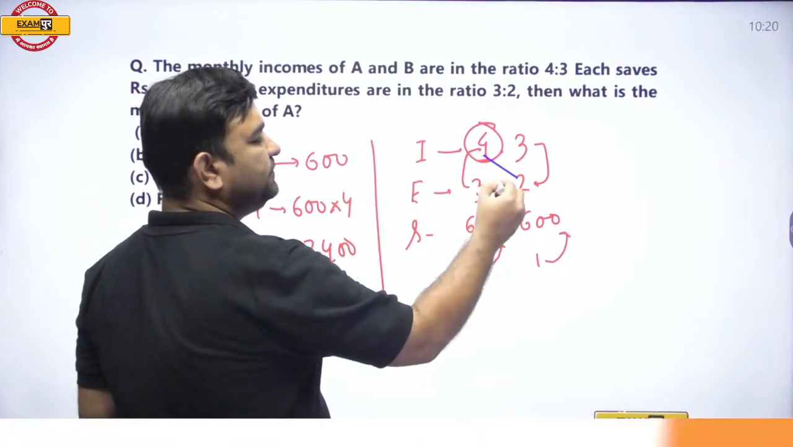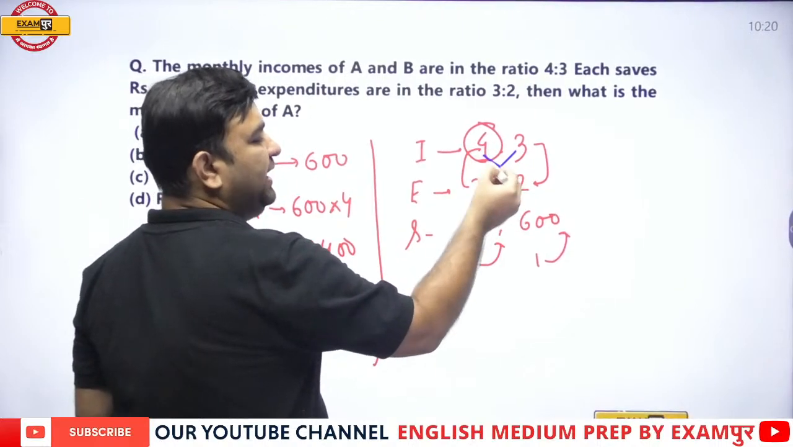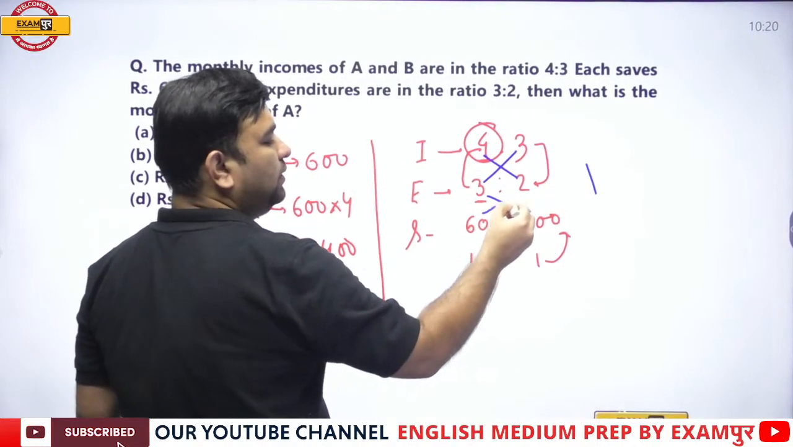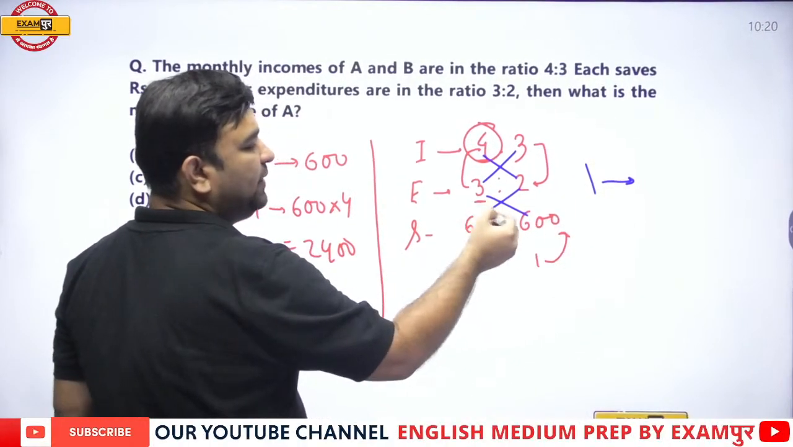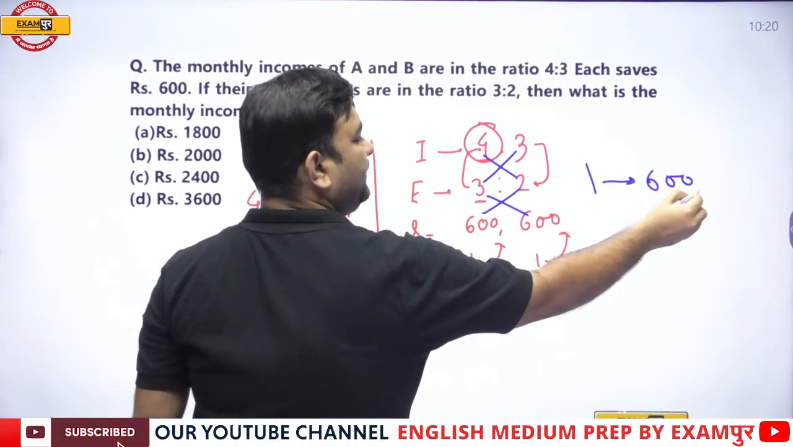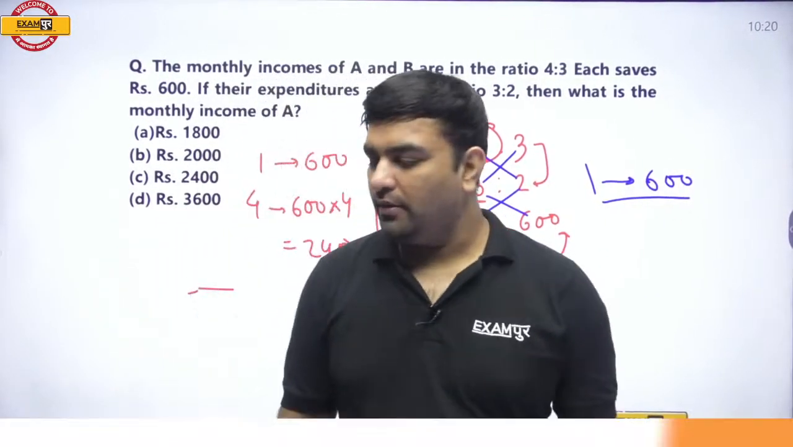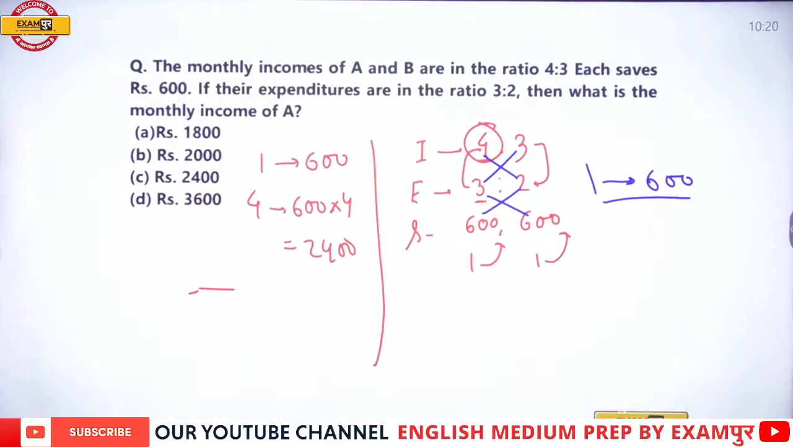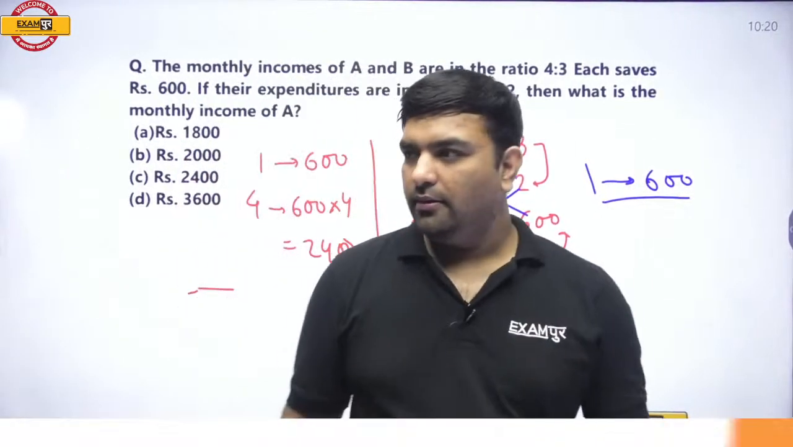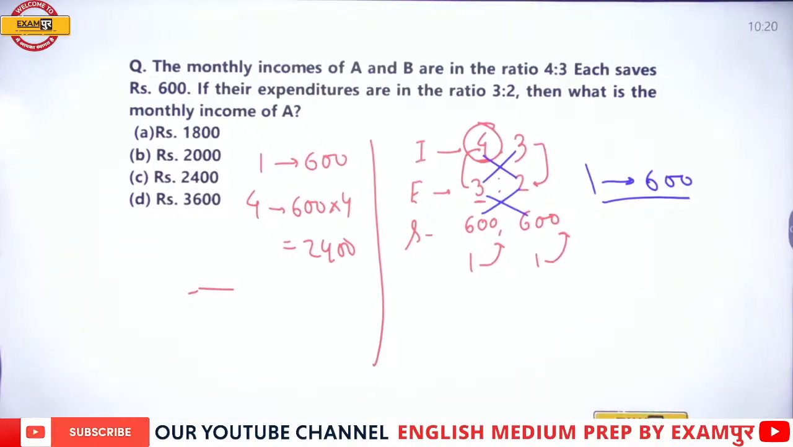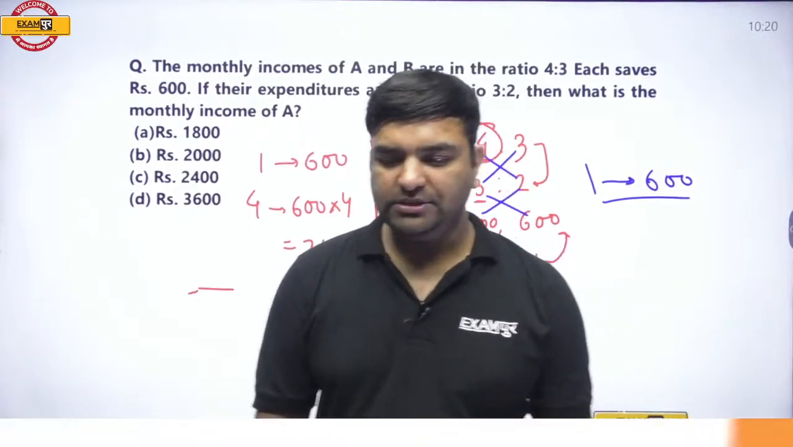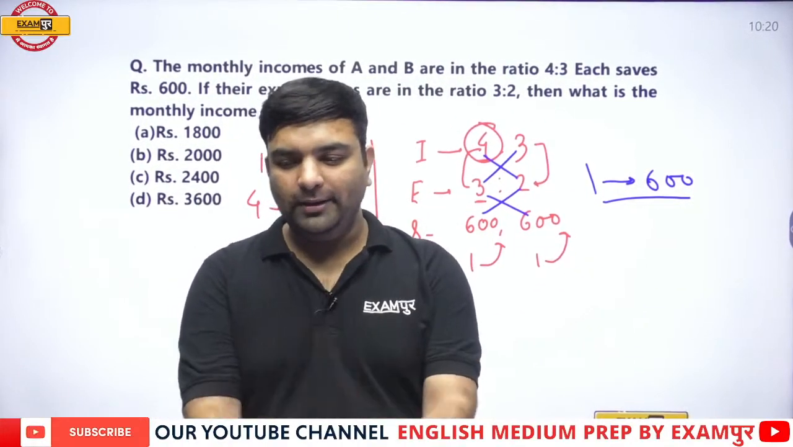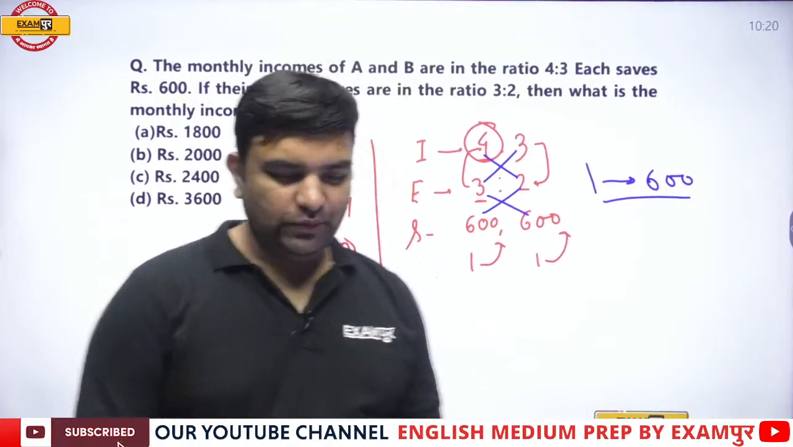Apply the crisscross. 9 minus 8, 1. 1800 minus 1200, so 1 is equal to 600. So 4 is equal to 2400. For finding out the incomes, this is among the best. You need not do anything else apart from it. Clear? Let's move on to the next questions.